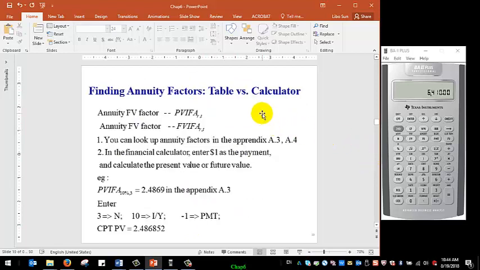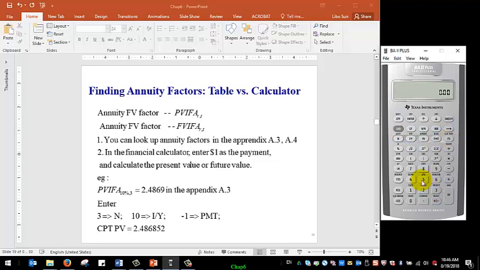Let me talk about the annuity factor. This is very, very popular in practice. Some of the commonly used annuity factors are listed in appendix A3, A4 tables, but you can calculate them on your own for any special kind. For example, the annuity present value interest factor at 10%, 3 years. According to the appendix, this is 2.4869. But you can do this by yourself. Use the calculator. Let's find out the annuity factor.